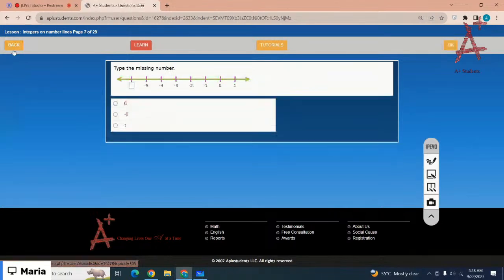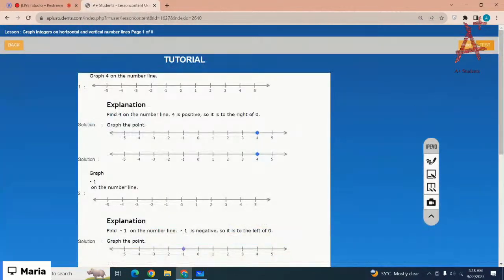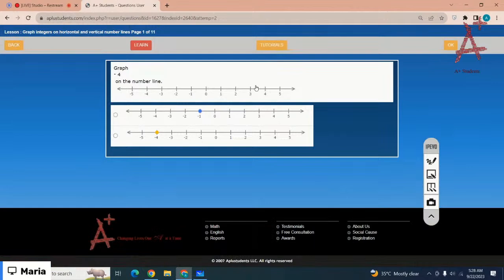Okay, the next lesson is graph integers on horizontal and vertical number lines. So graphing integers is exactly the same as the number line. How do you put the numbers on the number line? Okay, graph negative 4 on the number line. So which is the correct option, option 1 or option 2? Basically, you have to see where to put the negative 4 on the number line. Just look at this one. This one represents the negative 1, but here is the one that represents the negative 4.